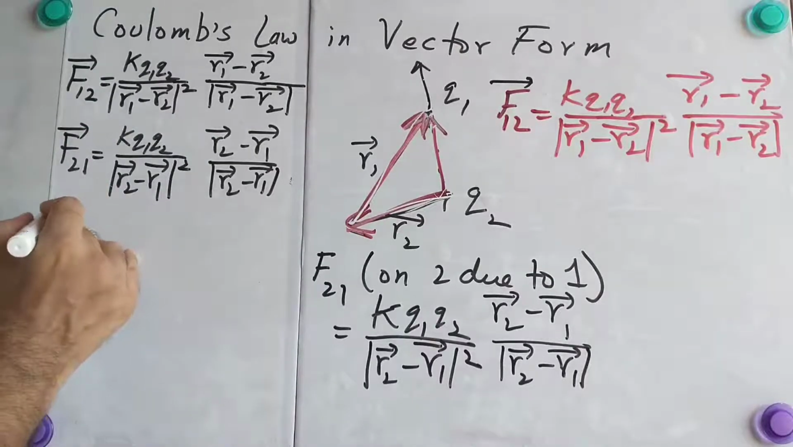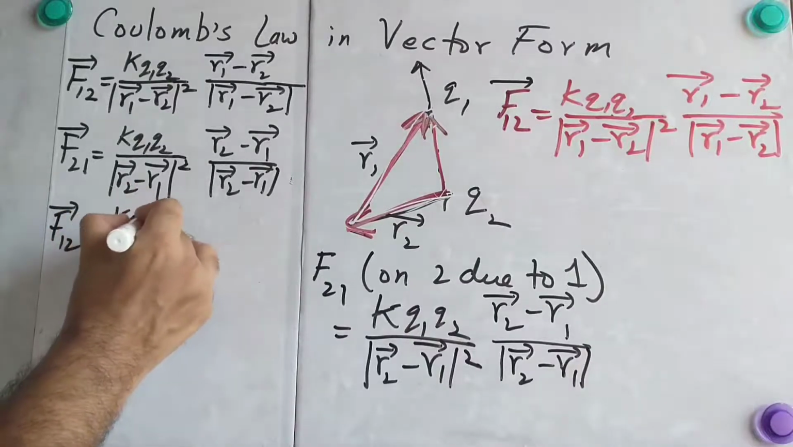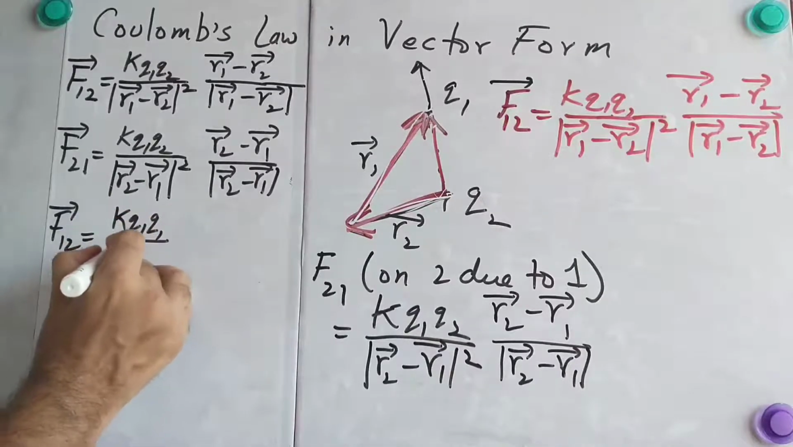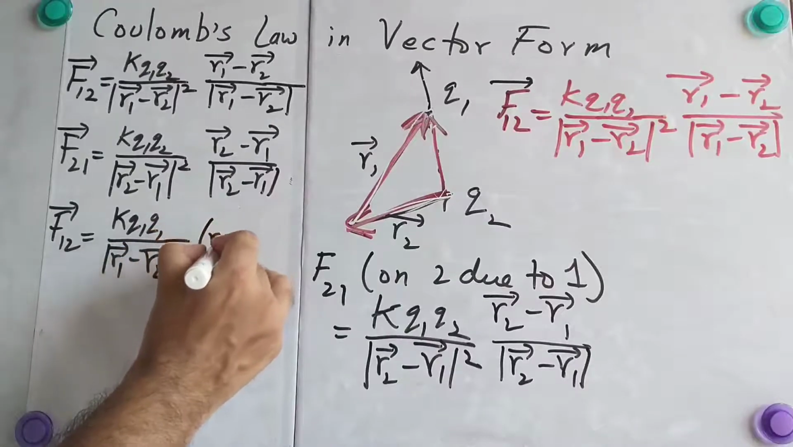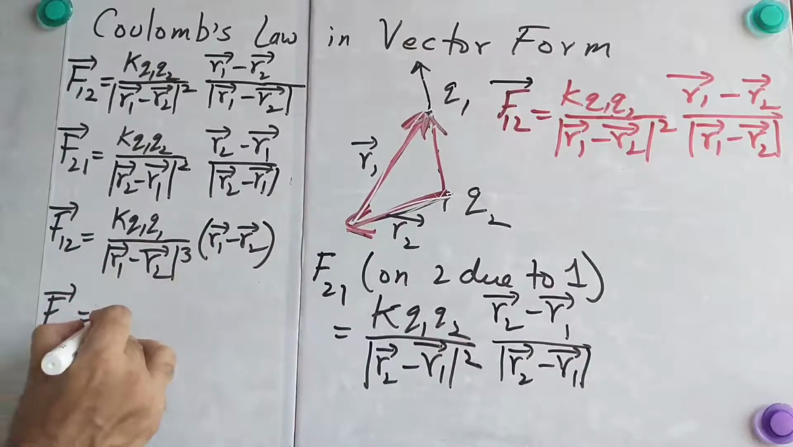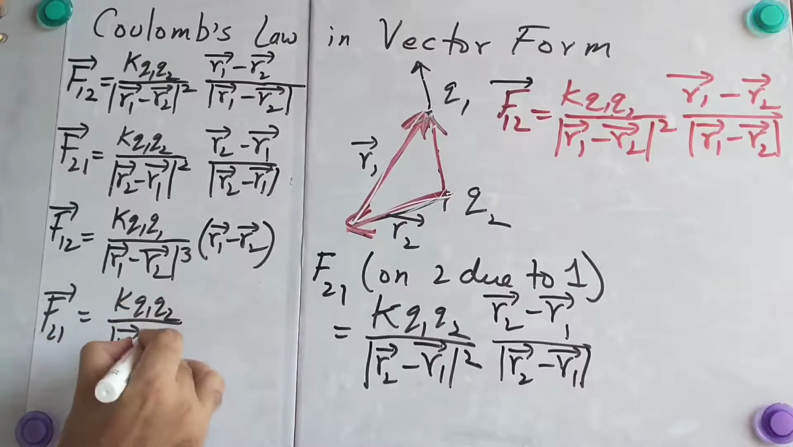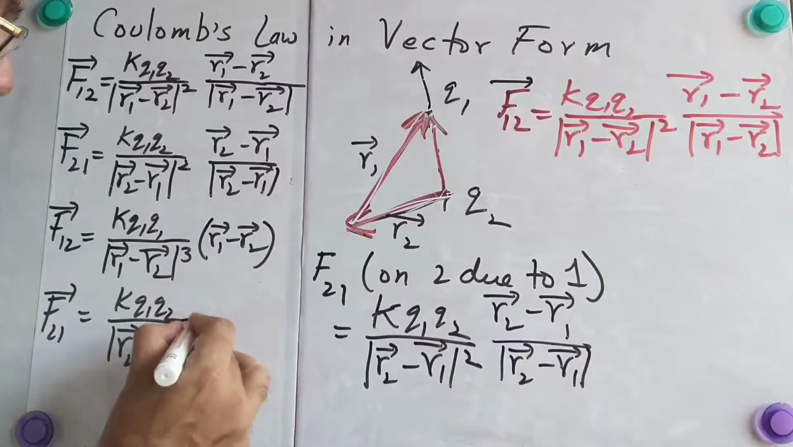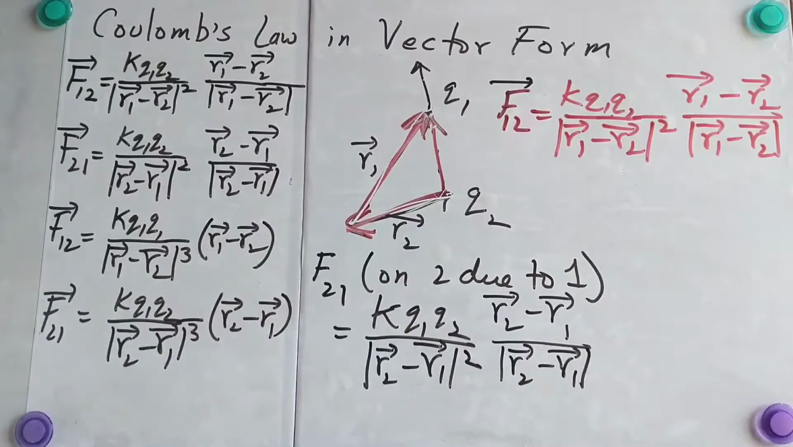So F12 will become K Q1 Q2 by magnitude of R1 vector minus R2 vector whole cube multiplied by R1 vector minus R2 vector, and F21 will be equal to K Q1 Q2 by mod of R2 vector minus R1 vector whole cube multiplied by R2 vector minus R1 vector. And this is how we write Coulomb's law in vector form. This basically is showing us Newton's third law.